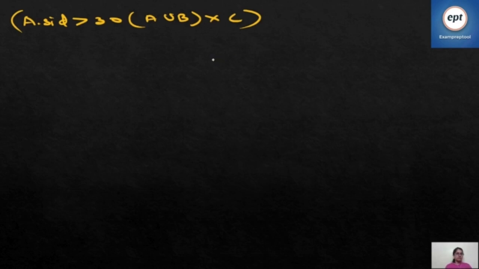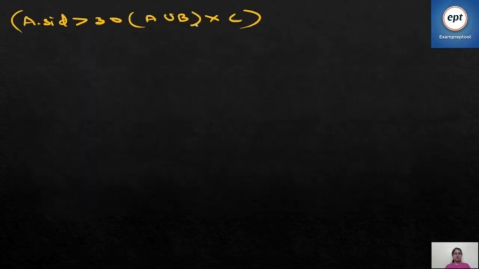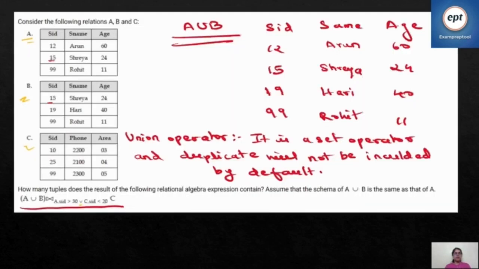So from this, first of all let's discuss, from C if we do A union B and the cross product of C. Clearly you can see that we have to do A union B cross C. A union B, we already know the attributes are SID, S name and age. And we have to do the cross product with C, so the new attributes added are CID, phone and area.